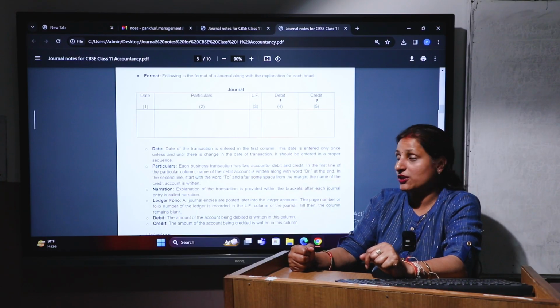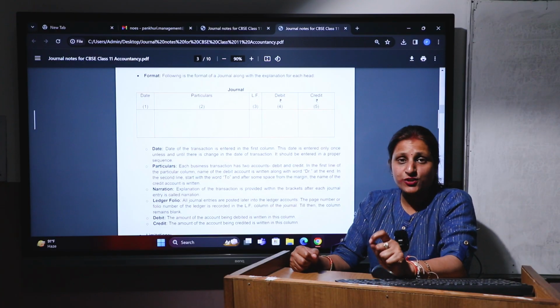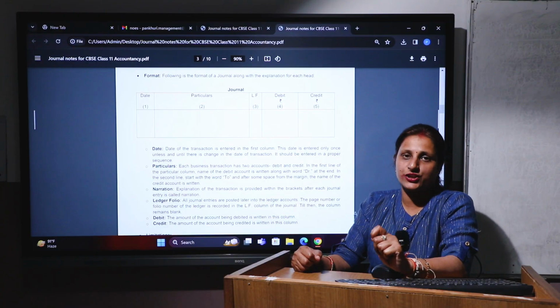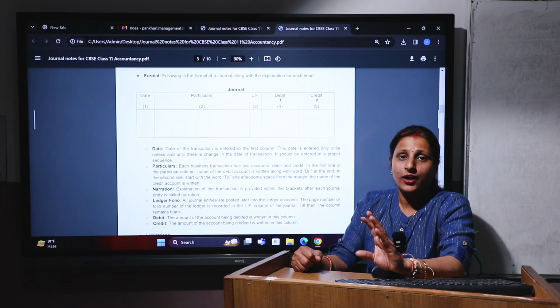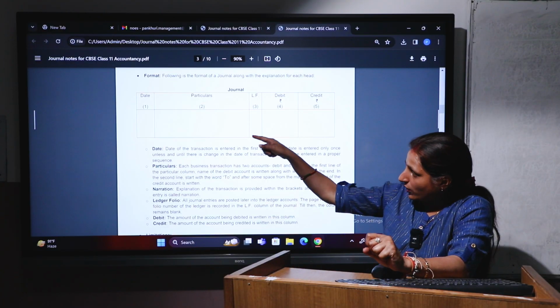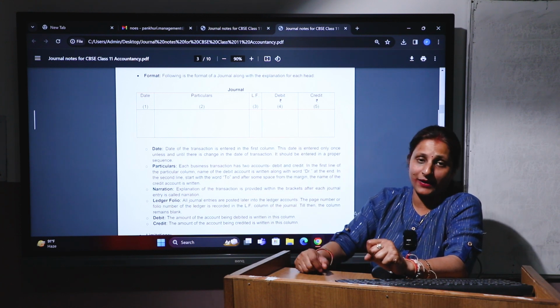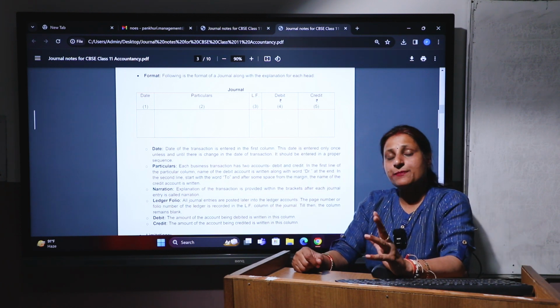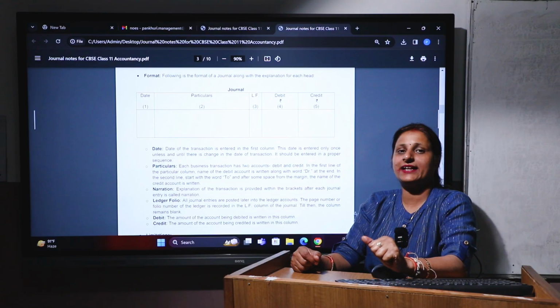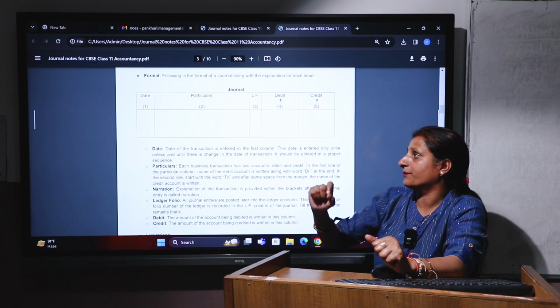Second column is particulars. Each business transaction that we record in the journal in the form of debit and credit will be recorded in this particular column, that is particulars. Now there is a proper format of recording the entry in this particular column.